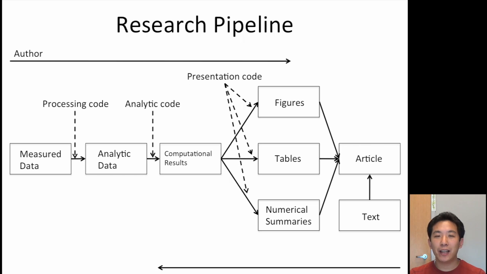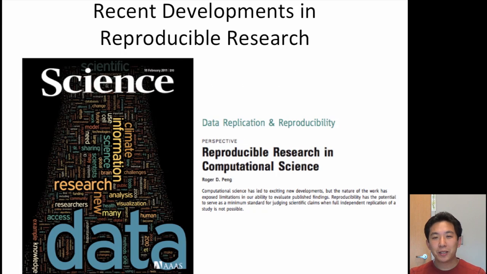And you can see here that on the left side, the author is going from left to right along this research pipeline, and the reader is going from right to left. So you read the article and you want to know more about what happened, where was the data, what was used here. The basic idea behind reproducibility is to focus on this analytic data and this computational results box here. And so with reproducibility, we try to allow the author and the reader to meet in the middle, so to speak.